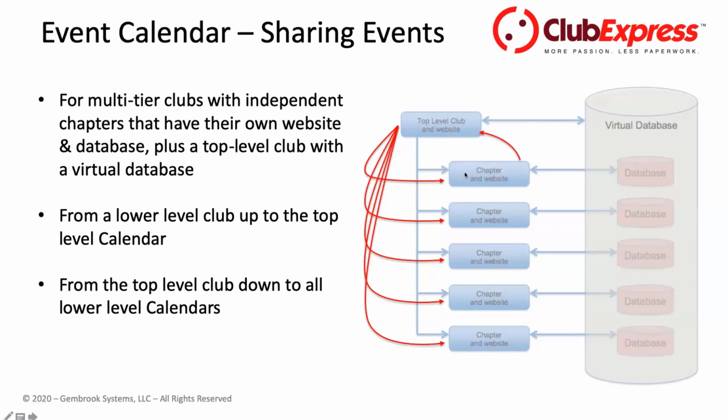And when you click on the event, it'll take you up to the top level website so that you can register for that event. And if you're a member of the chapter, you can log in at the top level as well and register for the event as a member. So it's really two options, each of which works either up or down, the two different directions.